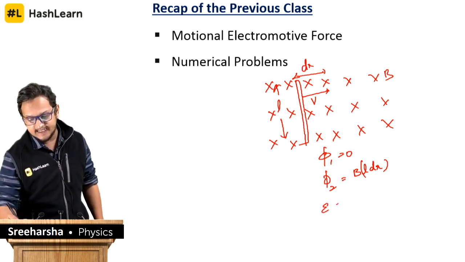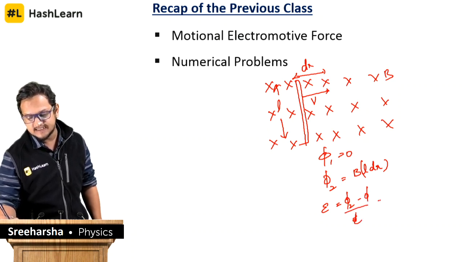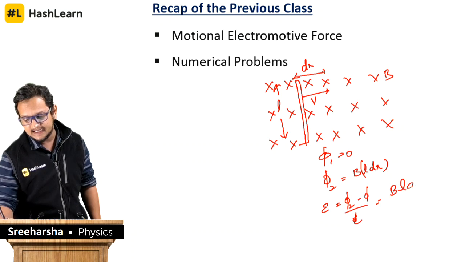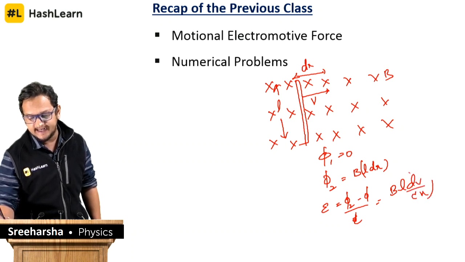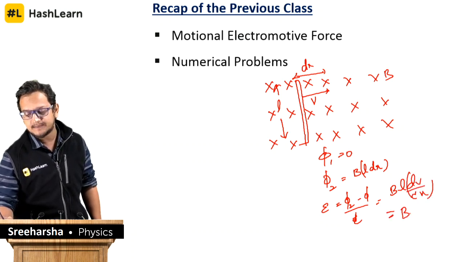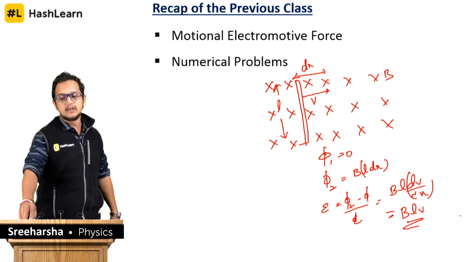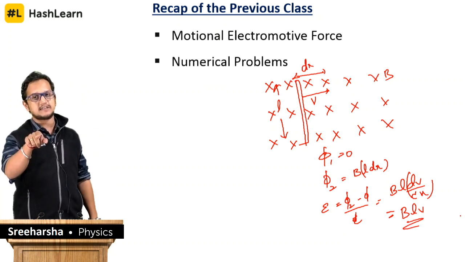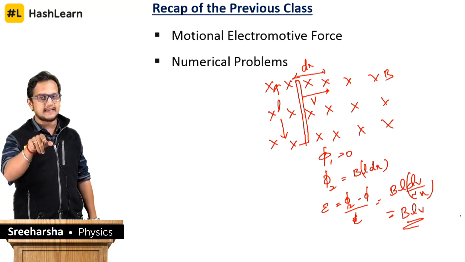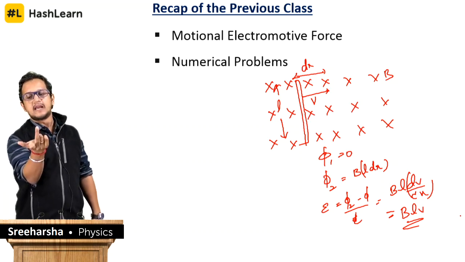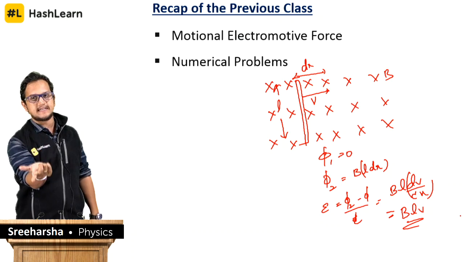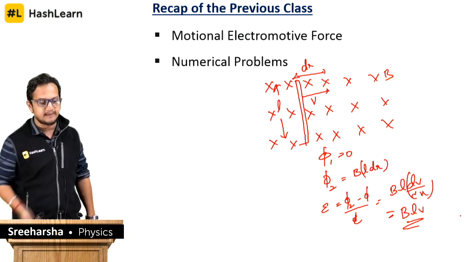So E equals phi2 minus phi1 by t, which is equal to BL dx by dt, where dt is the time. So the induced EMF is given by BLV. The direction: the forefinger points in the direction of the magnetic field, and the thumb gives the direction of the velocity, and this gives the direction of the induced EMF.